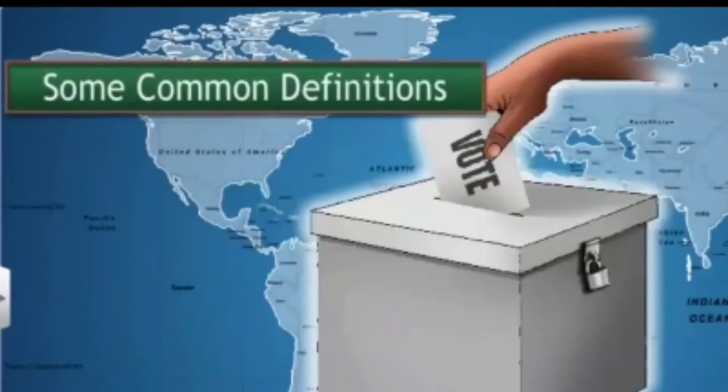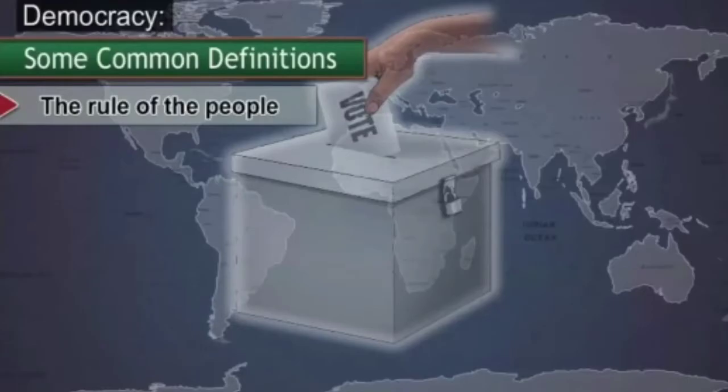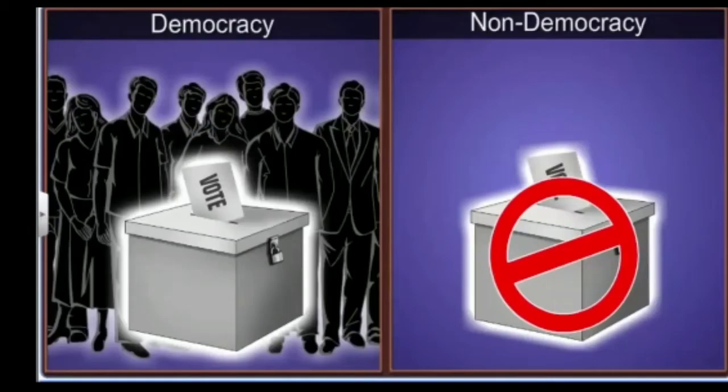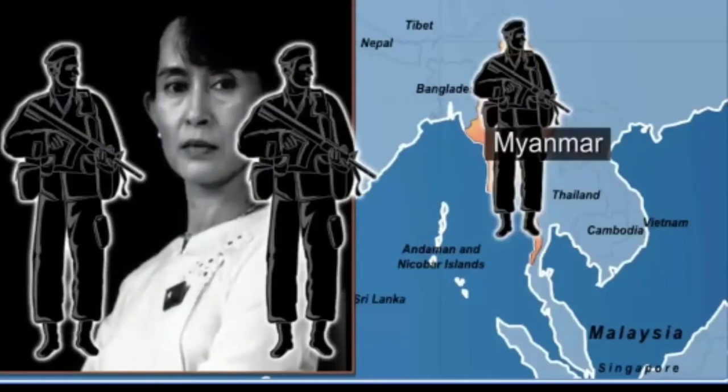Let's start with some common definitions of democracy. Democracy is derived from a Greek word, known as the rule of the people. And as we all know, the definition of democracy put forward by Abraham Lincoln is that democracy is the rule of the people, by the people, and for the people. So, now we can look at the distinction between democracy and non-democracy.